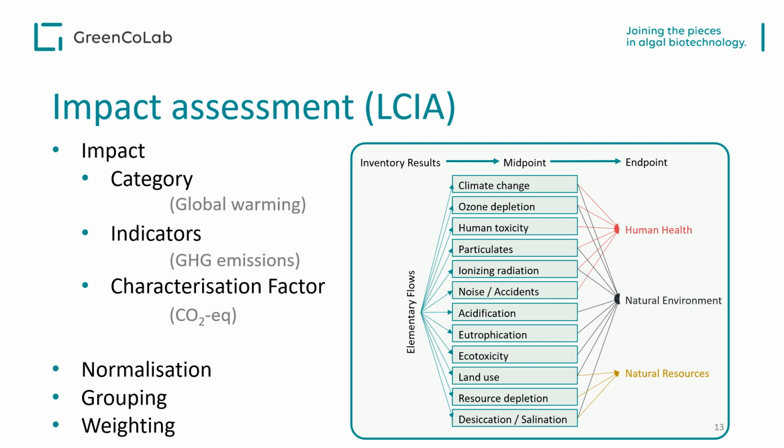With the complete inventory and modeling, we can start to make the impact assessment, where the results are presented divided by impact categories. One example of category is climate change or global warming. It can be indicated by greenhouse gas emissions using CO2 equivalent as characterization factor. The impacts can be presented as midpoints, like climate change, human toxicity, ecotoxicity, land use, and others, or endpoints when they are grouped to give more general impact numbers, such as damage to human health, natural environment, or natural resources impact.